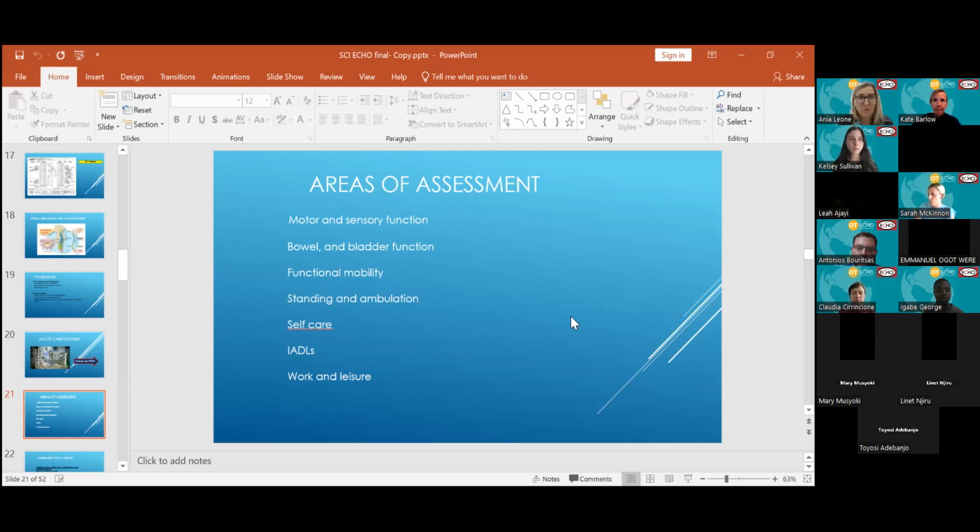We're looking at the functional mobility as always from the get-go. We want to know what's the best they can do. Standing and ambulation comes into play sometimes, depending on the levels, and our PT friends are going to be much more acutely honing in on that. Our self-care, of course, IADLs and work or leisure. We're again looking at that whole patient as we always have in our profession.